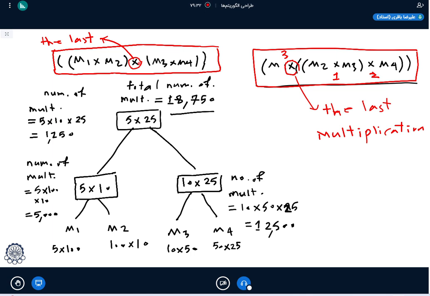So we are going to find the last operation in the optimal parentheses. We are going to find which operation is the last operation. In this parentheses, the last operation is this one. In the left side, the last operation is this one. In the optimal parentheses, there is a last operation. We are going to find that operation, and using that we can find the best parentheses.